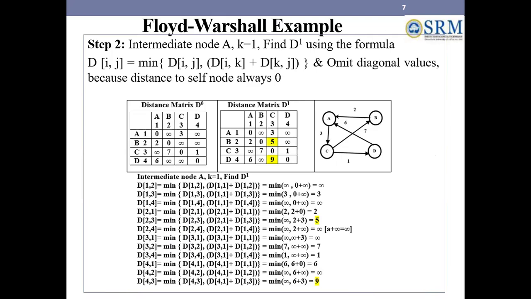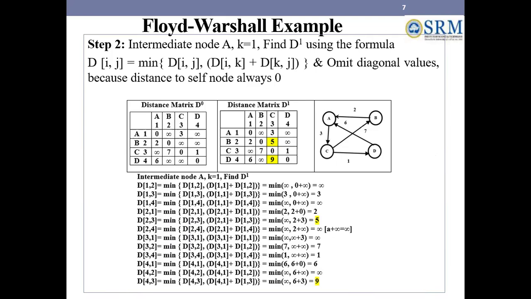And one more change, D to C. Previously D to C is infinity. There is no direct or single path from D to C. Now through A, see the diagram, D to C has no direct path. Now through A, D to A to C is possible. So what's the D to A? 6. A to C is 3. So 6 plus 3, 9. So infinity is replaced by 9.